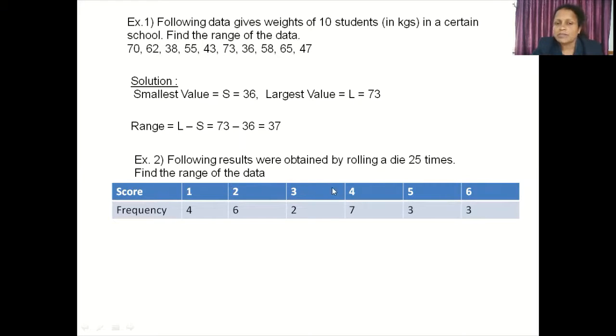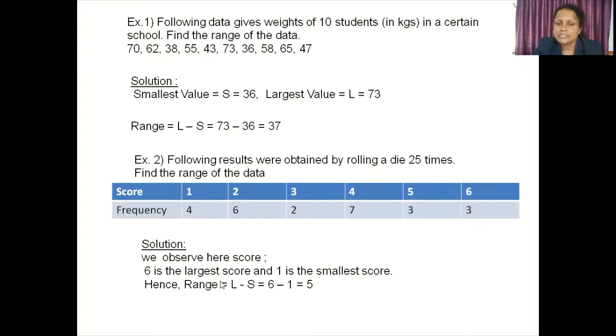And in this score, our largest score is 6, smallest score is 1. And so our range becomes 6 minus 1, that is 5. So in your question paper, you write answer as 6 is the largest score, that is our L. 1 is the smallest score, that is our S. And so this range becomes 6 minus 1 is equal to 5.